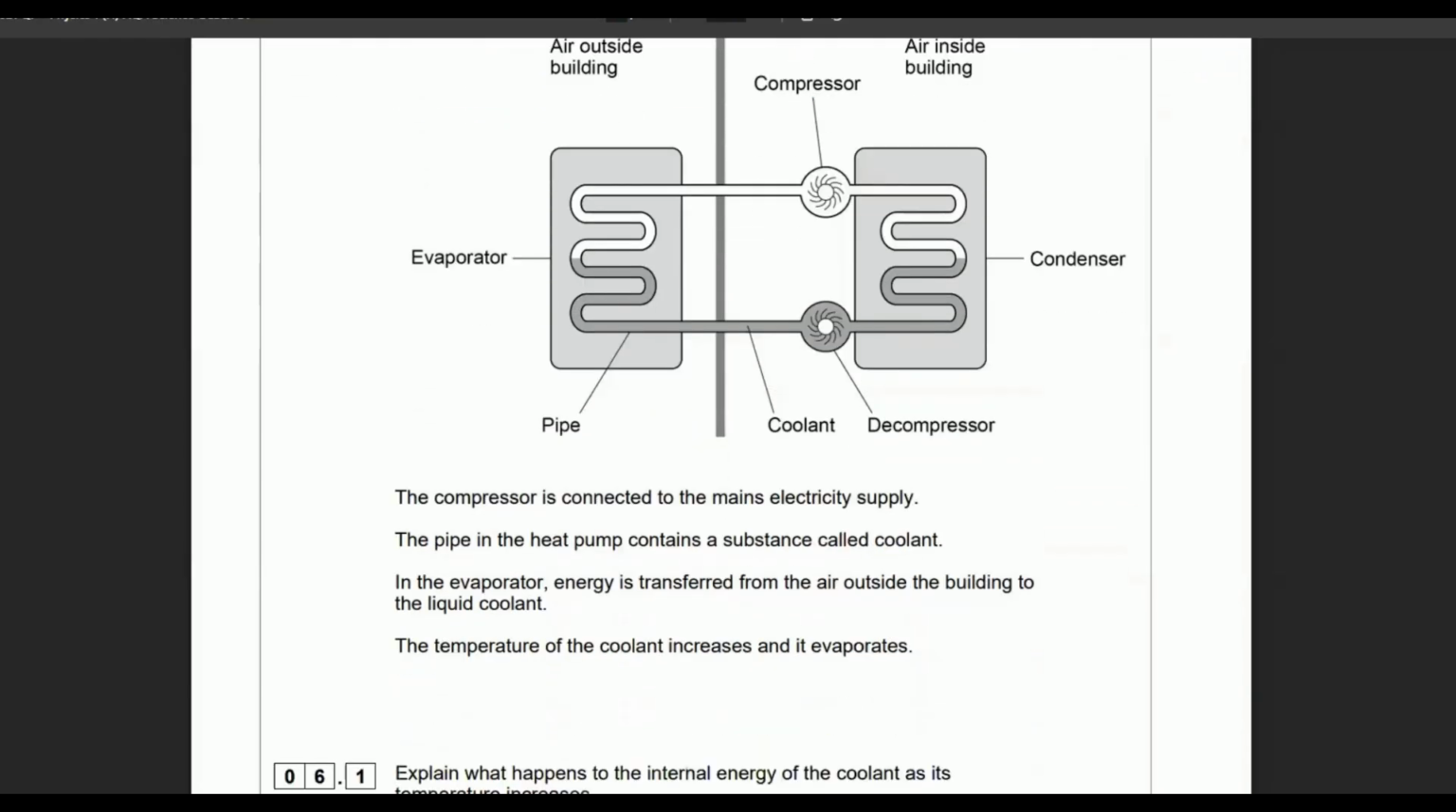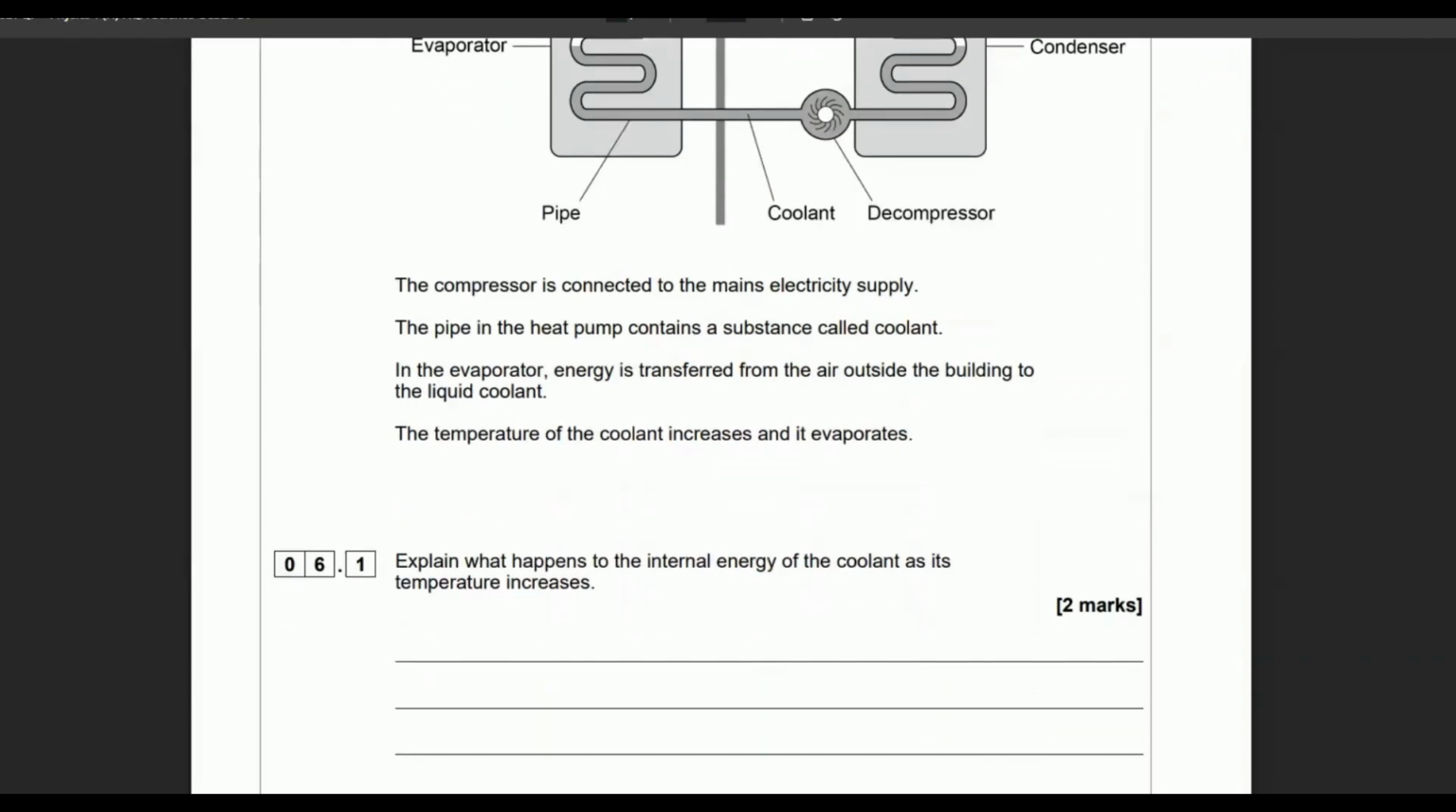The compressor is connected to the mains electricity supply. The pipe in the heat pump contains a substance called coolant. In the evaporator, energy is transferred from the air outside the building to the liquid coolant. The temperature of the coolant increases and it evaporates.